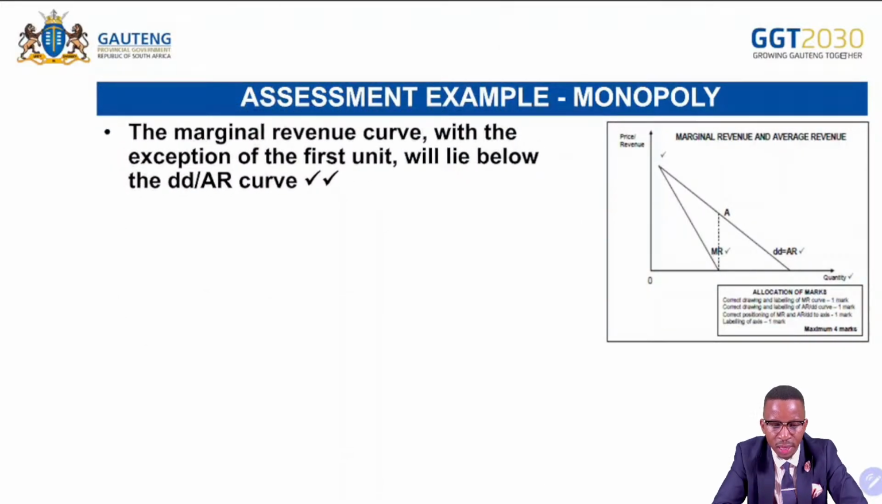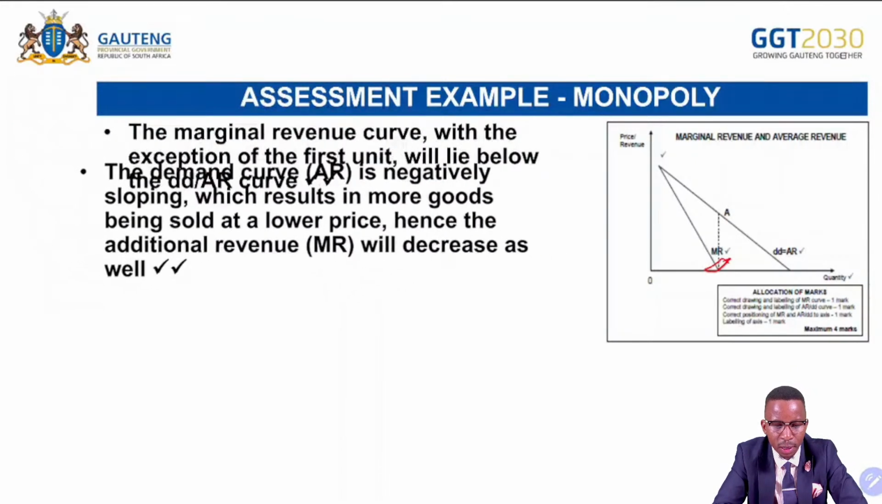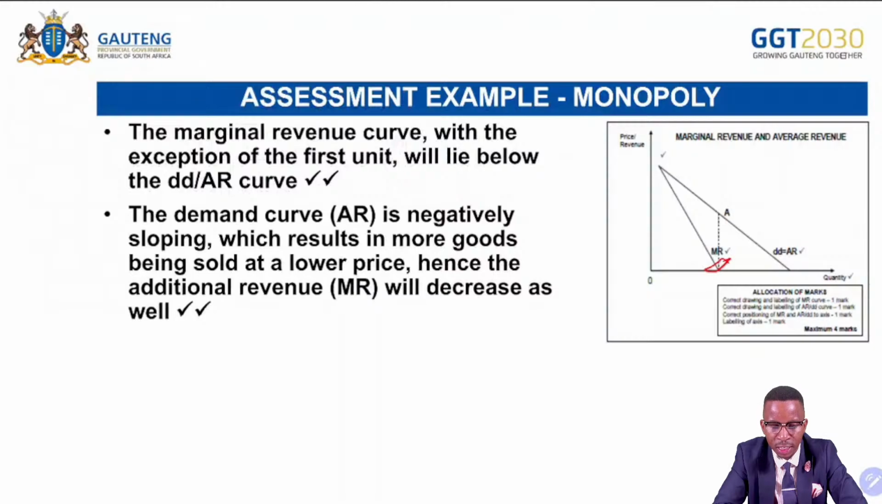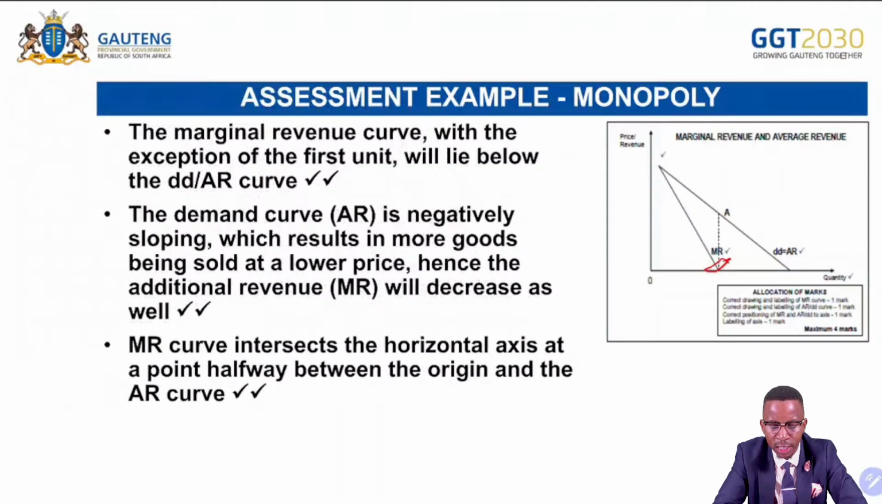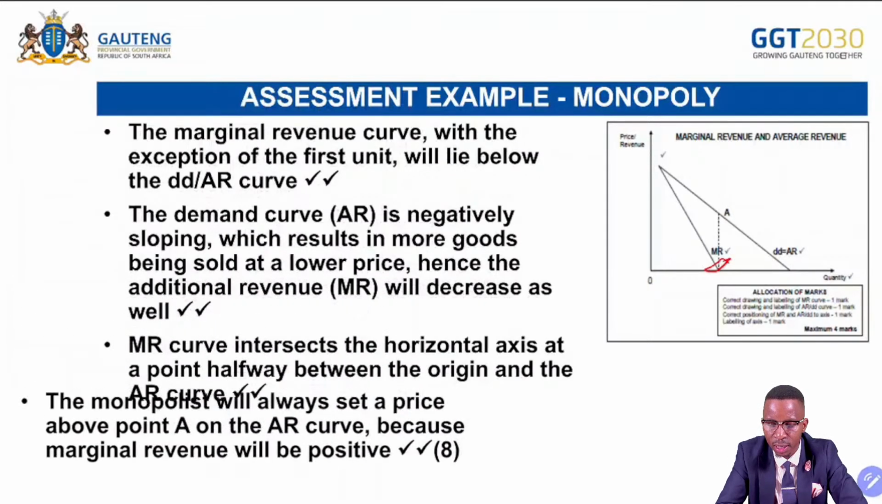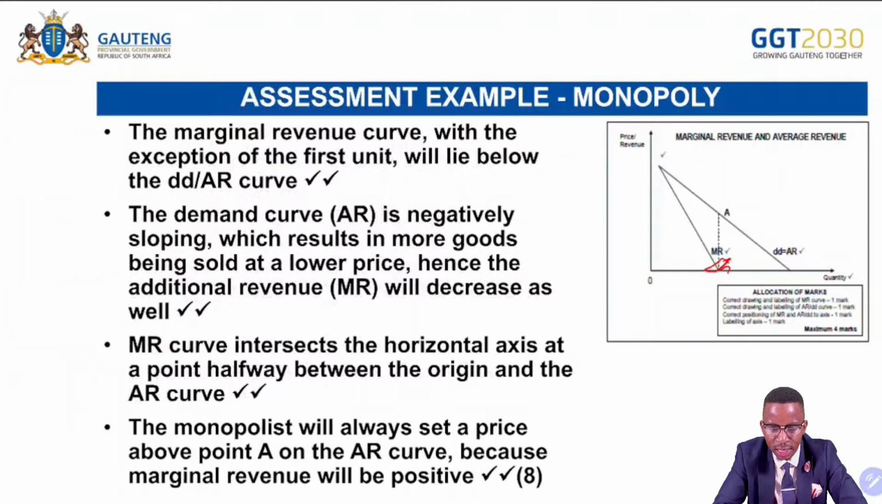The marginal revenue curve, with the exception of the first unit, will lie below DD. You can see it's lying below. And then the demand curve AR is negatively sloping, which results in more goods being sold at a lower price. Hence, the additional revenue MR will decrease. And then the MR curve intersects the horizontal axis at the point halfway between the origin and the AR curve. Yes, we have seen that it's touching there. The monopolist will always set the price above point A on the AR curve because marginal revenue will be positive.